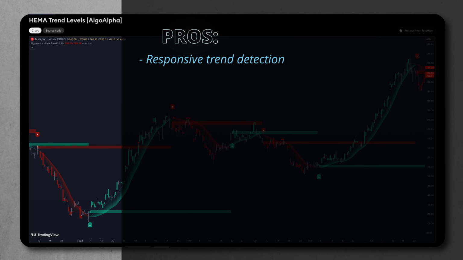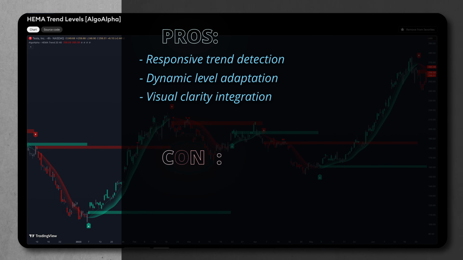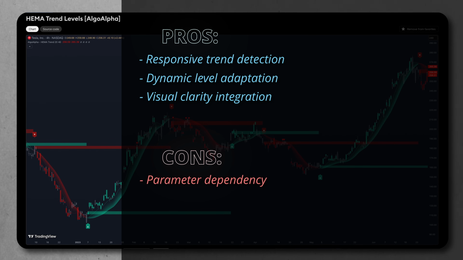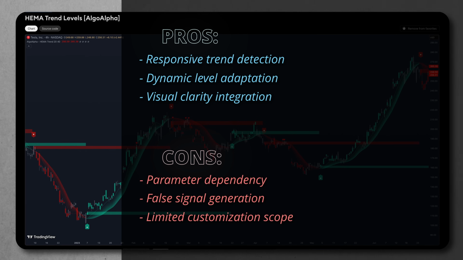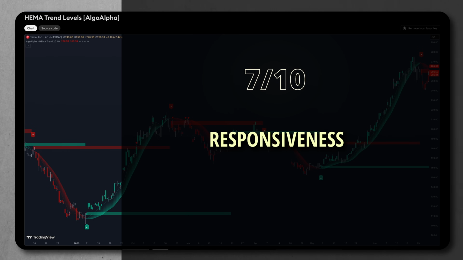Pros: responsive trend detection, dynamic level adaptation, visual clarity integration. Cons: parameter dependency, false signal generation, limited customization scope. Ranking: 7 out of 10. While the HEMA approach offers improved responsiveness over standard moving averages, the indicator essentially repackages familiar crossover concepts with modest enhancements. The box-based level system adds practical value, but the overall methodology lacks significant innovation beyond cosmetic improvements to established techniques.